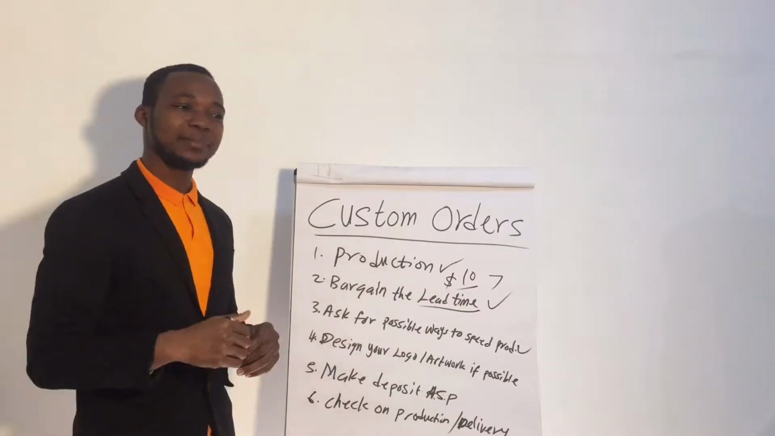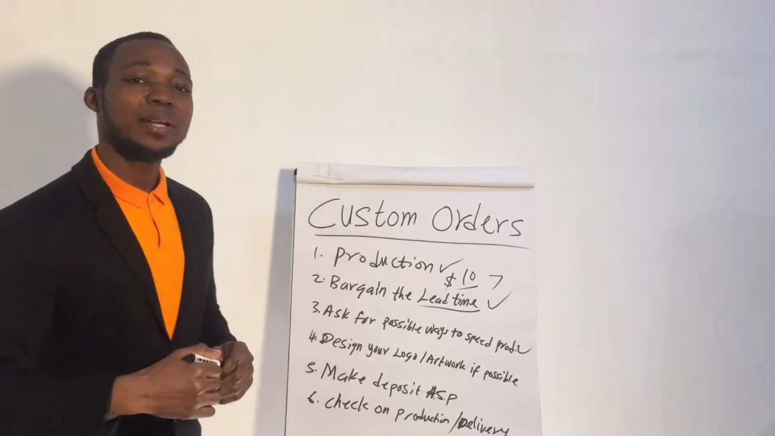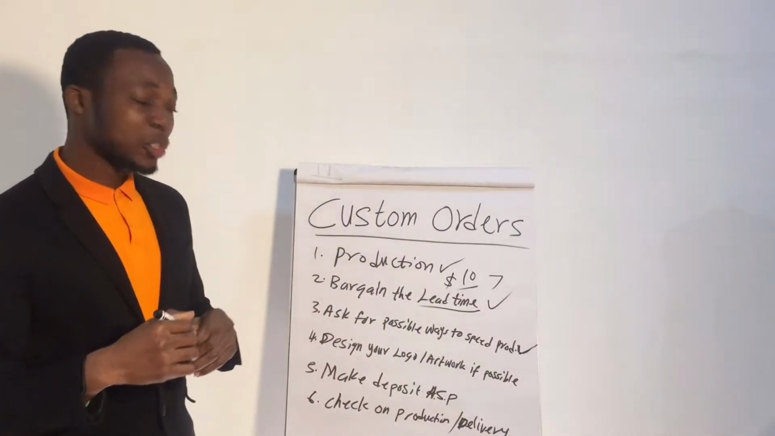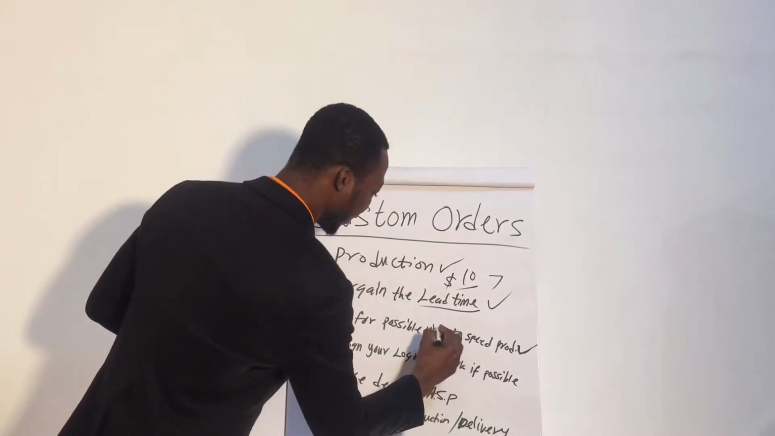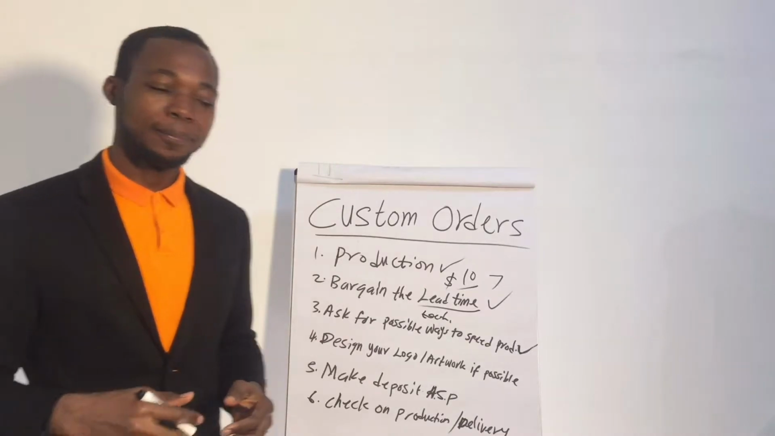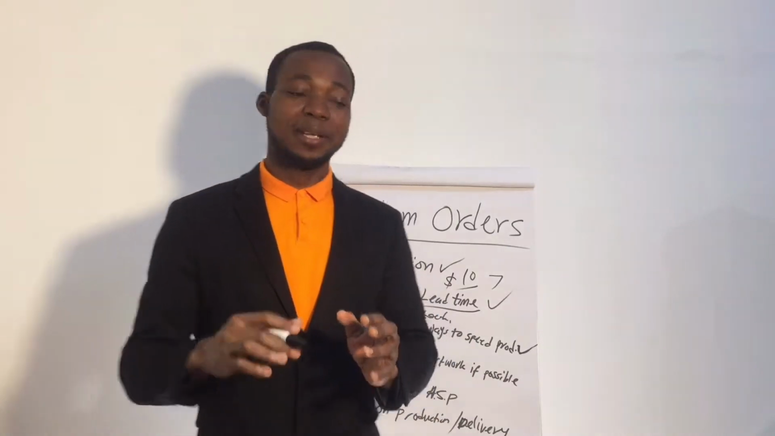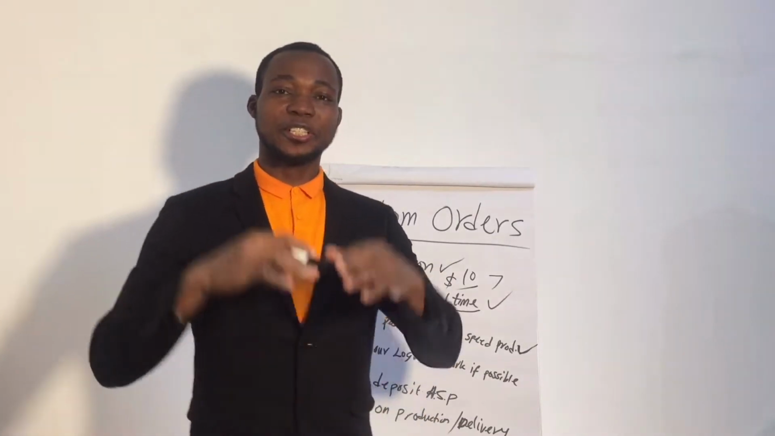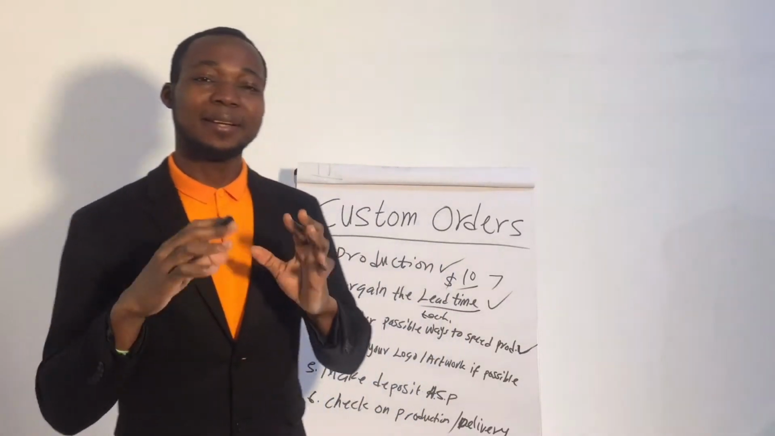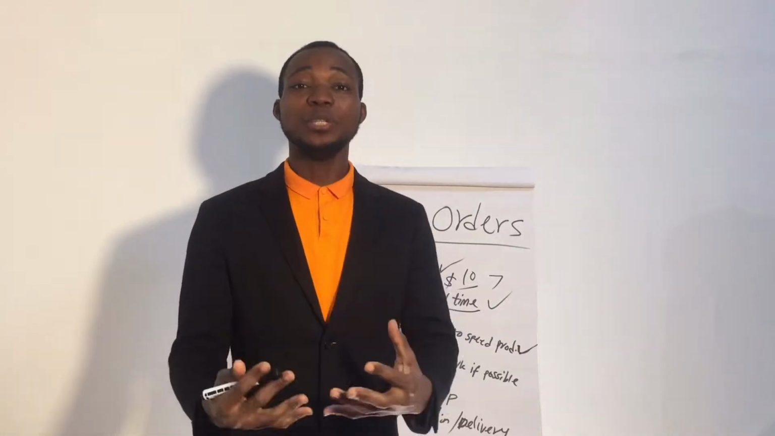Another way of speeding up your production and delivery time is to ask for possible ways to produce your order. And here I'm talking about technology. Mostly, there are different ways of producing specific items, like if you are producing t-shirts, hoodies, polo shirts, wristbands, lapel pins, books, bags, etc. There are different technology that we use to produce them.